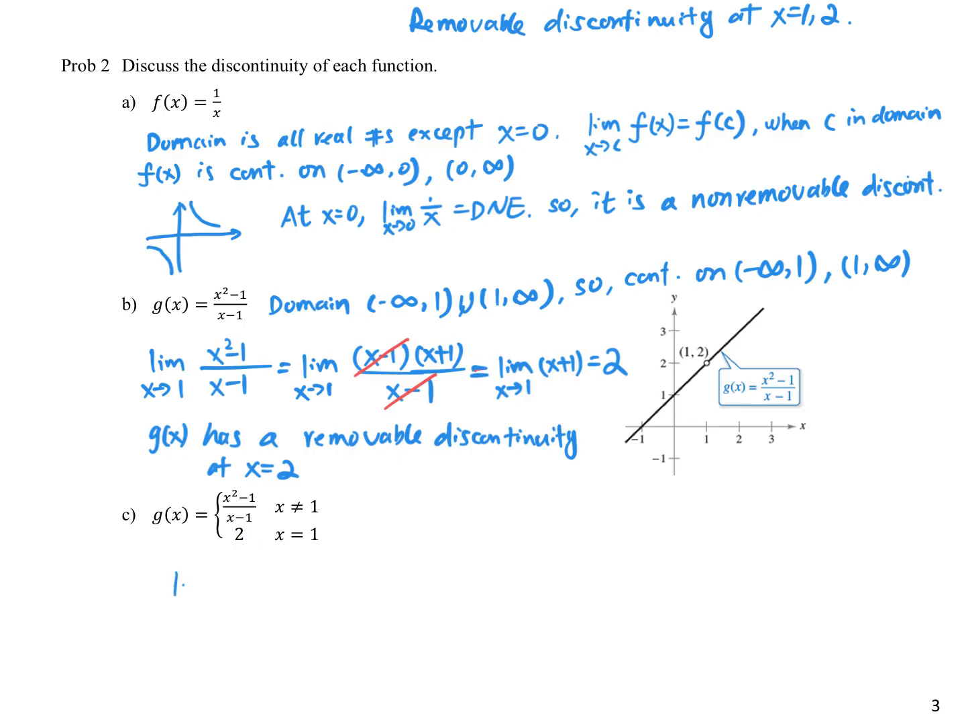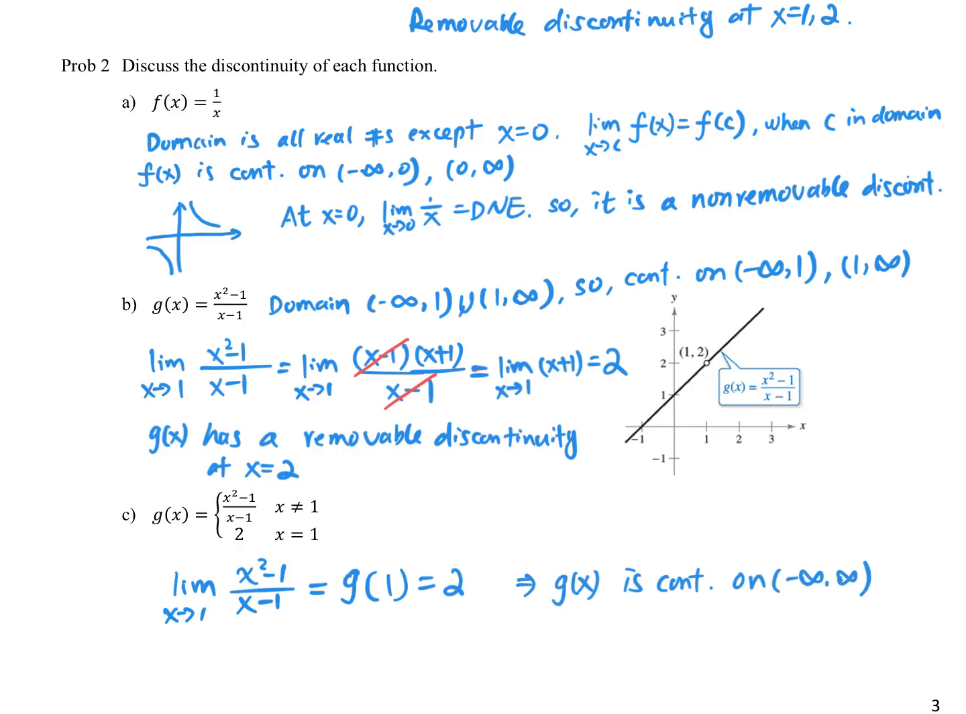So basically, the limit as x approaches 1 is equal to 2, which is g of 1, which is equal to 2. And because the limit is equal to the function value when x is 1, we can conclude this new g of x is continuous everywhere on the entire real line, negative infinity to infinity.